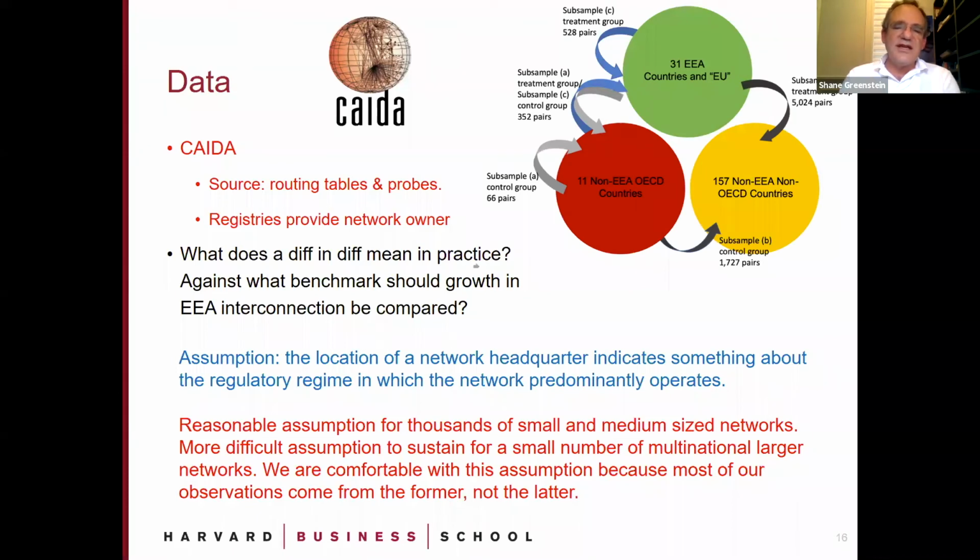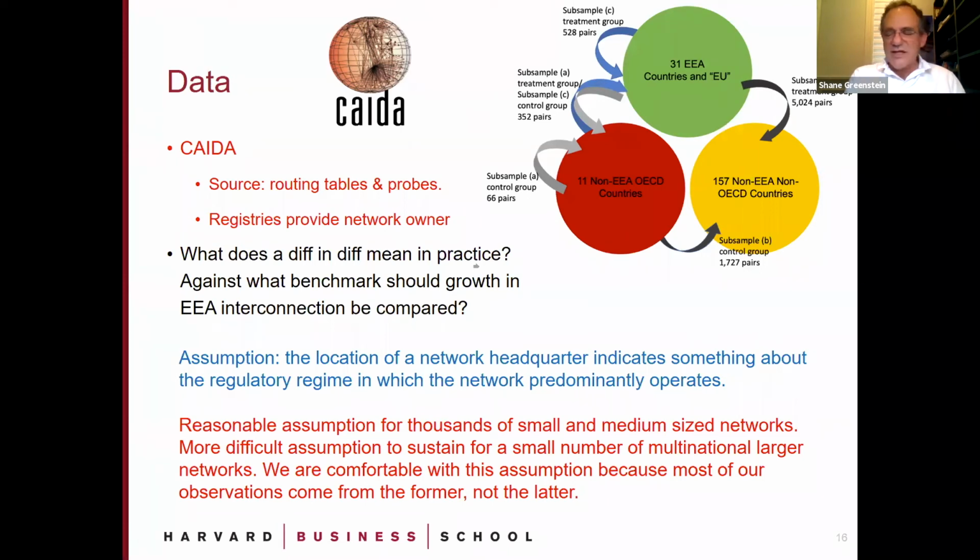To run a diff-in-diff, you could stare at this picture all day. It's easy to say what we're doing. It's hard to implement. The easy thing that we're doing here is we're going to take the 31 countries that are sitting inside Europe. We're going to compare them to the 11 countries that are sitting inside the OECD who are not part of the European Economic Area. Right? That's the comparison.